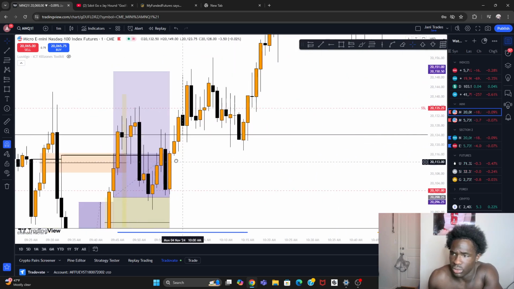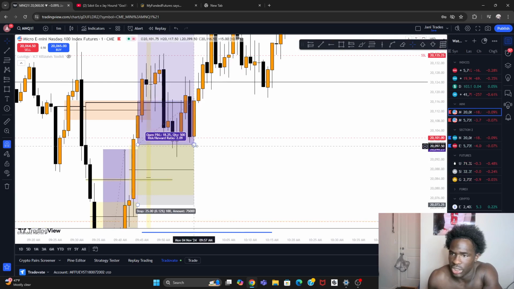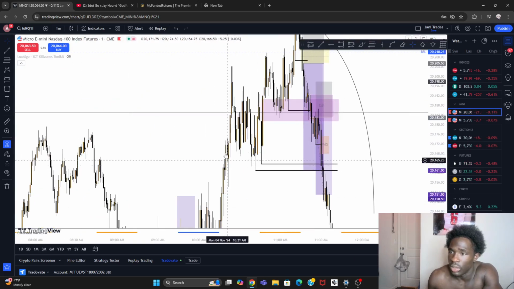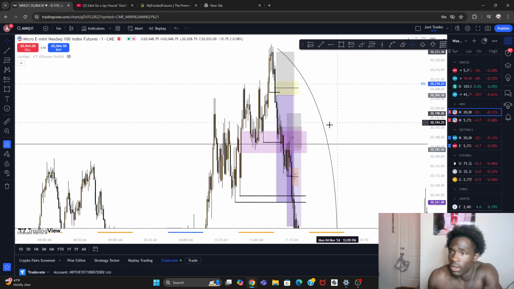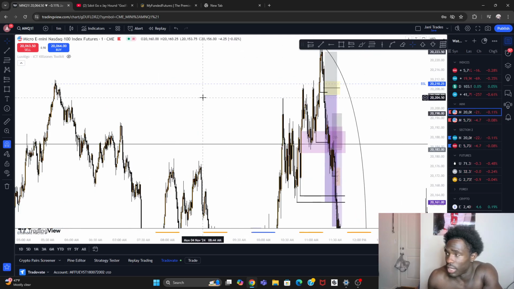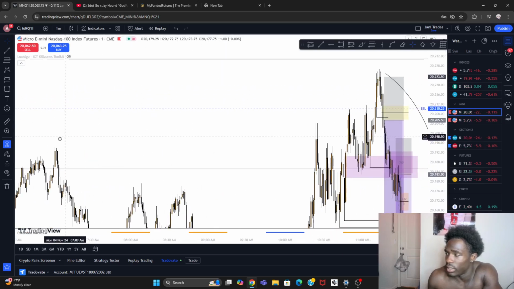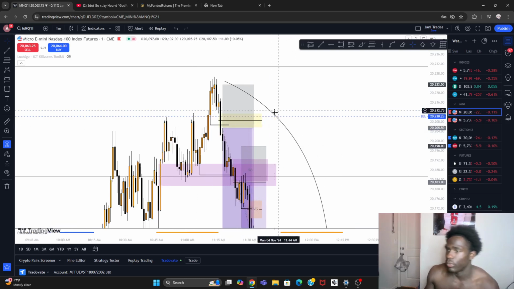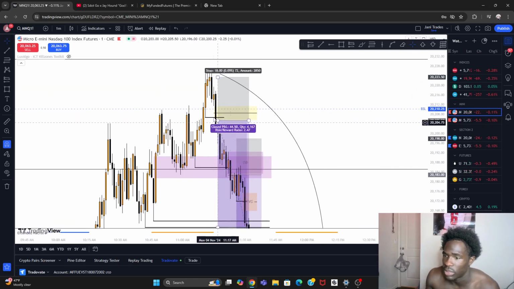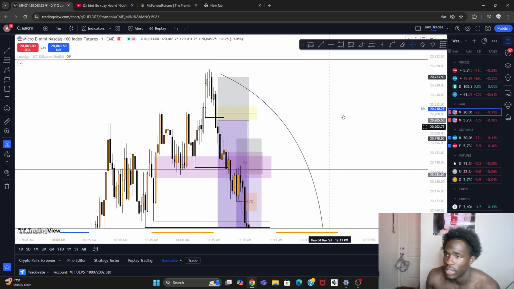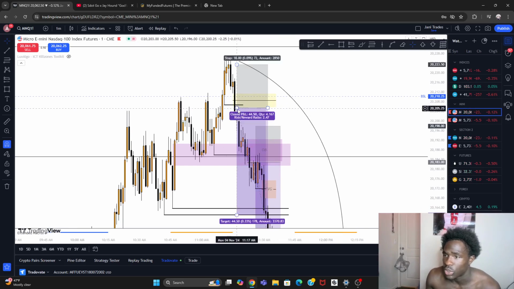This was just a mental trade. This wasn't necessarily a trade. But then for this one right here, we sweep recent buy side liquidity. We swept that. We waited for our rally. This is another A plus setup. We waited for a rally. We waited for a breaker structure with a displacement.